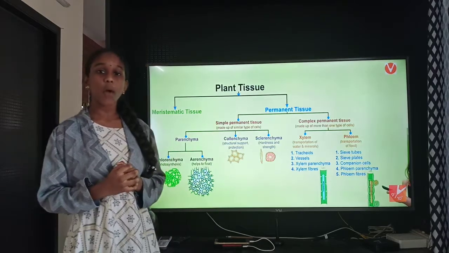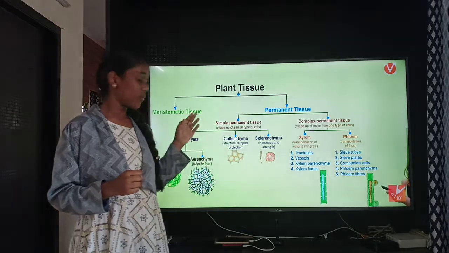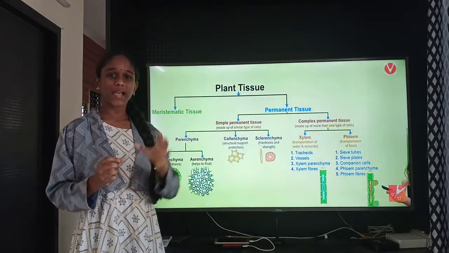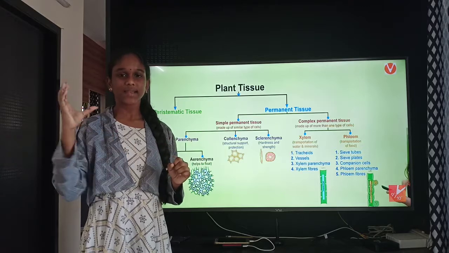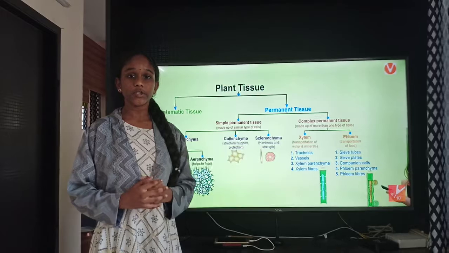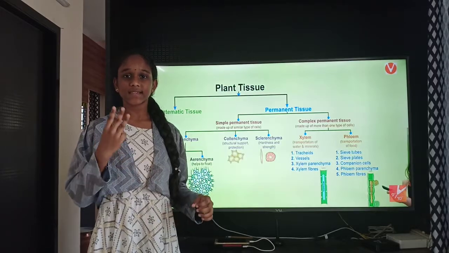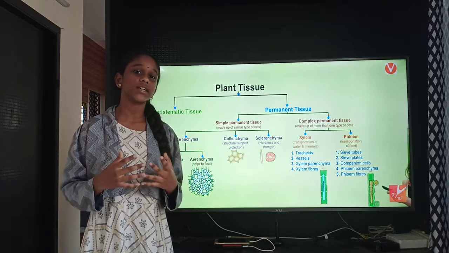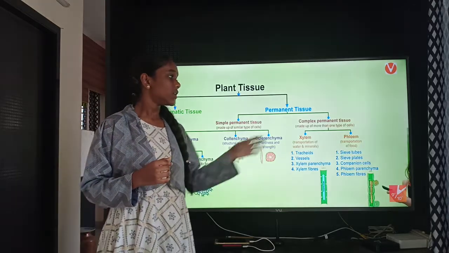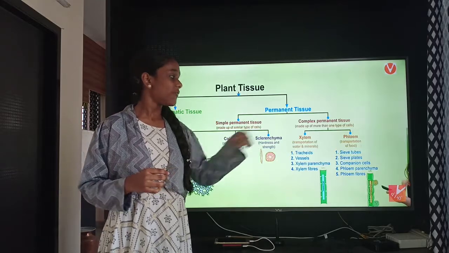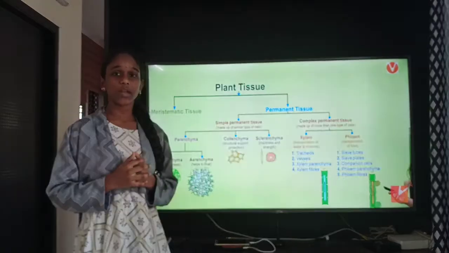Now let's come to complex permanent tissue. When we talk about simple permanent tissue, all the cells are in the same shape. But in complex permanent tissue, it's different. It means take three cells, there will be different shapes. It has different content like that. So these complex permanent tissues are of two kinds. They are xylem and phloem. First, let's talk about xylem.